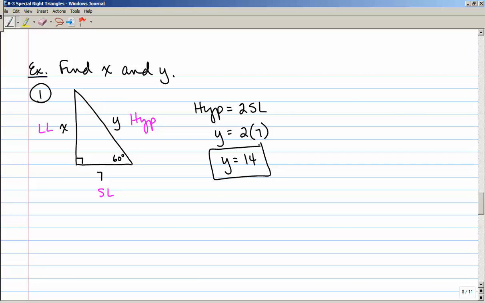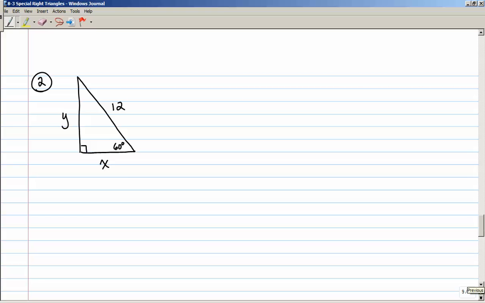Okay, I'll use my other formula. Long leg equals short leg times the square root of 3. My long leg is x. My short leg is 7 times the square root of 3. Okay, so x equals 7 times the square root of 3. This is probably the easiest case where they give you the short leg and you have to find the other two. In this triangle, we're given the hypotenuse and we need to find the short leg and the long leg.